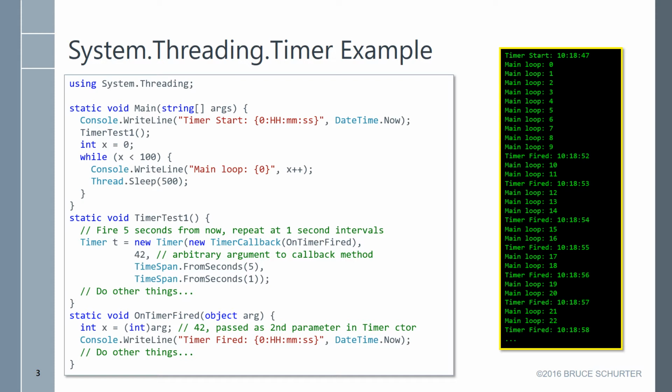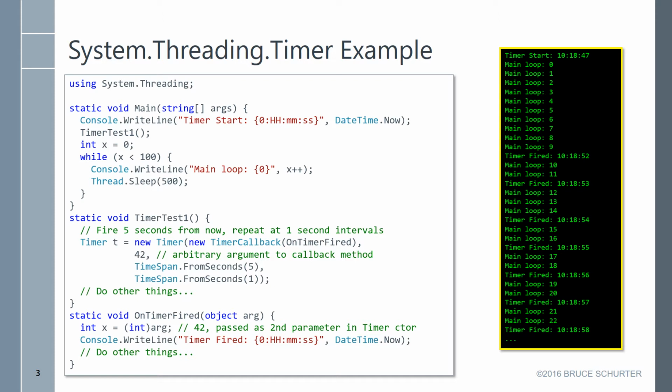Then we have to pick an arbitrary value to pass to it. Just like all the other threading, the ParameterizedThreadStart, the BeginInvoke, we have the ability to pass something to the timer, some context value. In this case, I'm picking the arbitrary value 42 to pass to it. And I'll show you how to reconstruct it in a minute.